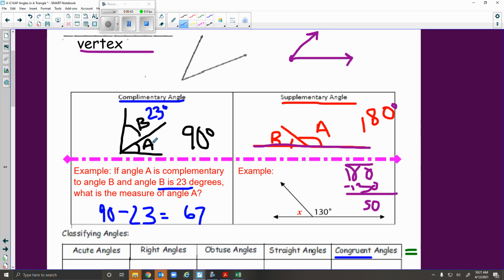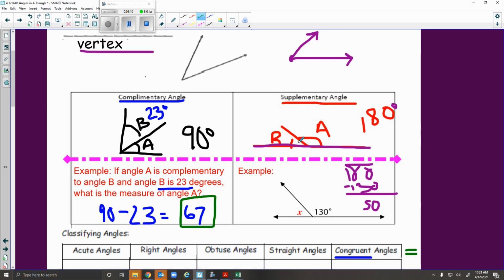Okay? There's two types of angles. We've got complementary angles, which are two angles that equal 90 degrees. So, for example, B plus A would give us 90 degrees. If angle A is complementary to angle B, and angle B is 23, all we'd have to do is take 90 degrees, subtract away 23, and we'd be left with the measure of angle A, which would be 67 degrees.